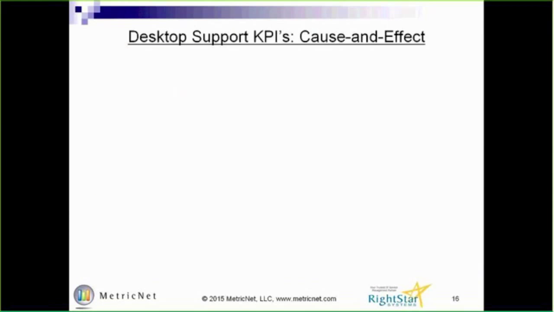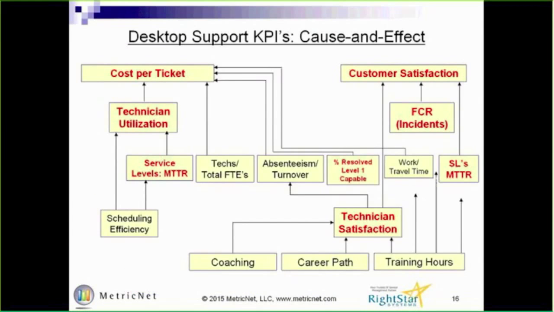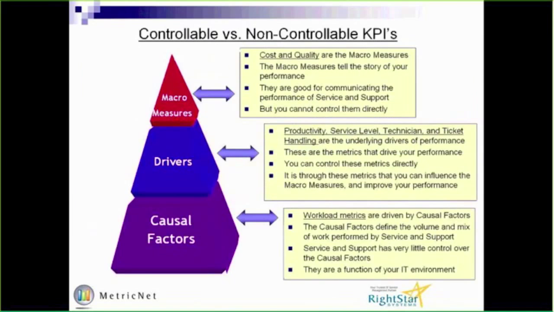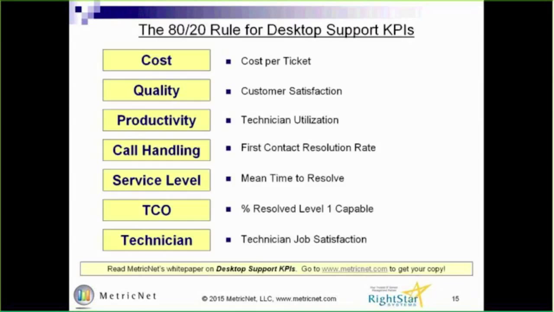Now, I'm going to skip ahead a few slides and talk about percent resolved level 1 capable. Actually, I'll save that for later. I may be introducing it a little bit too soon, but I'll define it very quickly here. It is the percentage of tickets resolved by desktop support that could and should have been resolved at level 1.